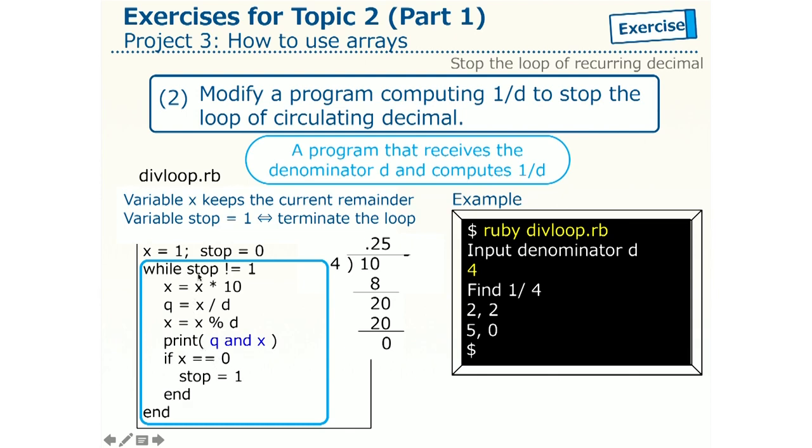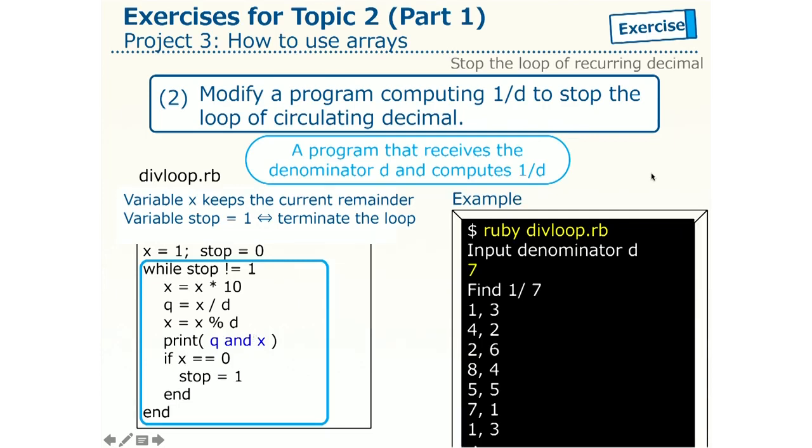Then what we need here is to check at the beginning of the while loop whether the flag is on or off. That is, whether the stop is 1 or not. And if it is 1, then the while loop is terminated, whereas if it is not, the next round is repeated. Although this is a simple technique, it is quite useful and often used in programming.